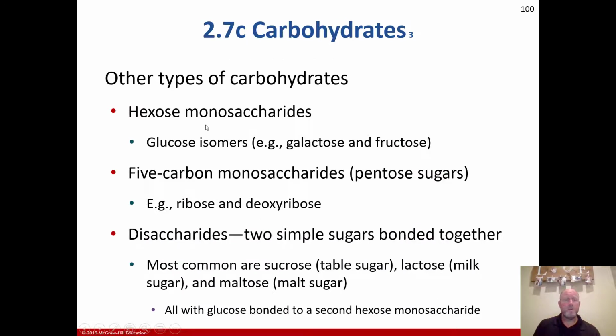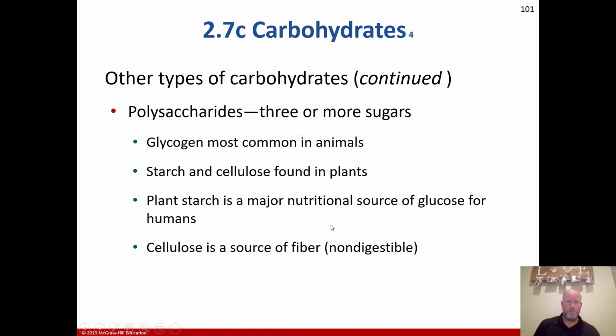Other types of carbohydrates: hexose monosaccharides, glucose isomers like galactose and fructose, and 5-carbon monosaccharides or pentose sugars like ribose and deoxyribose, also used with nucleic acids, with DNA and RNA. Disaccharides are 2 simple sugars bonded together. The most common are sucrose, table sugar; lactose, milk sugar; and maltose, malt sugar, all with glucose bonded to a second hexose monosaccharide.